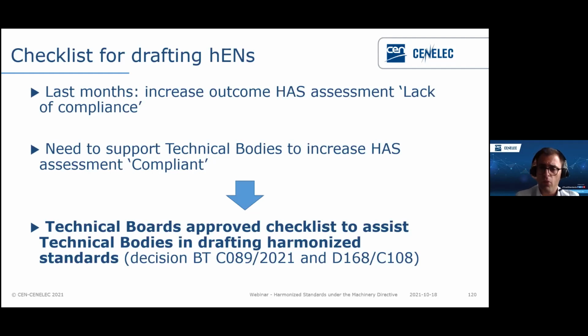So the technical boards have approved the mandatory use of a checklist that will help technical bodies in drafting harmonized standards. You have the reference of the BT decision here on the slide. In very short, this means that this horizontal checklist is applicable to all sectors except construction. So it is applicable for the machinery sector and basically includes horizontal elements to be taken into account by the technical committee when drafting harmonized standards.